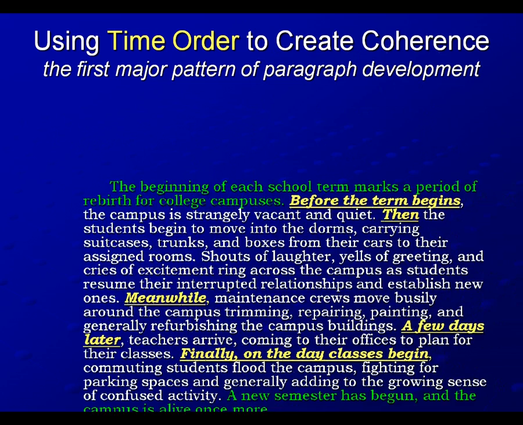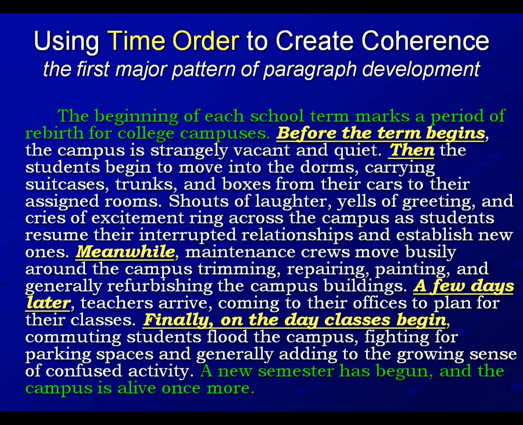This example is arranged in time order, so the supporting details are put in arrangement of how they unfold in time. I've highlighted the transitions for you in yellow to help you follow when we're moving from one detail to the next detail. So what's the big idea first? The beginning of each school term marks a period of rebirth for college campuses. Fine, you told me something, now I need you to show, right? So three, four, five, six supporting details need to show that main idea.